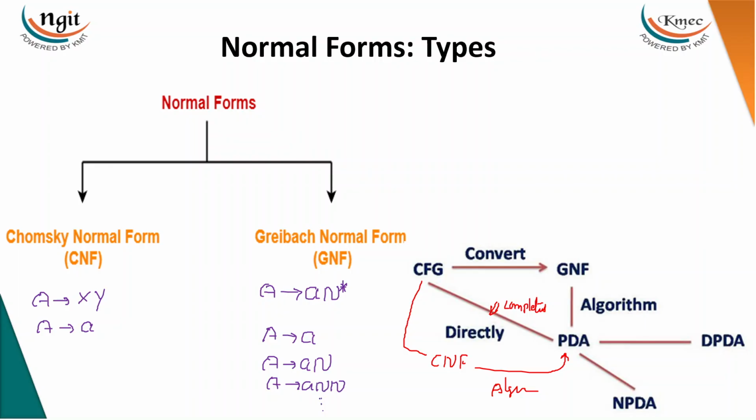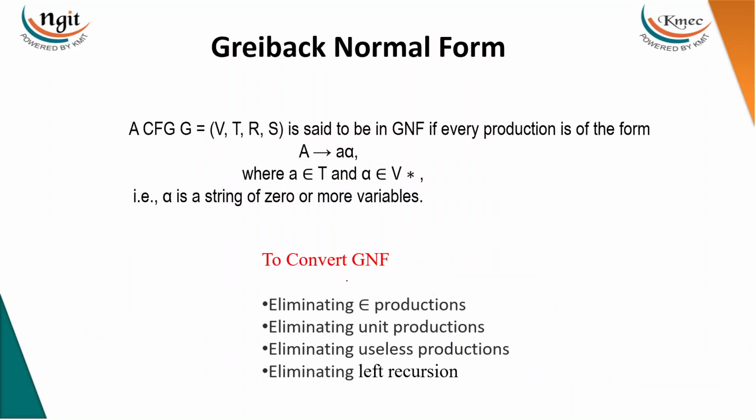So a terminal must occur as the first symbol. Non-terminals must occur as the second, third, and fourth symbols, but a non-terminal must not be the first symbol. Right? Then how can we do this? The definition here you can take as A tends to a alpha, where alpha must be only variables.